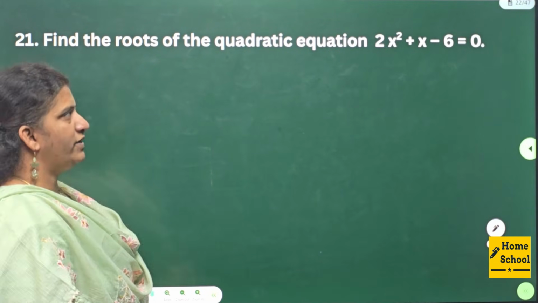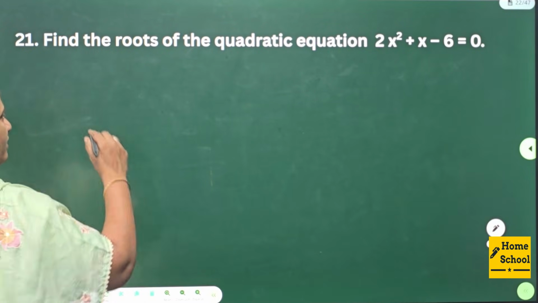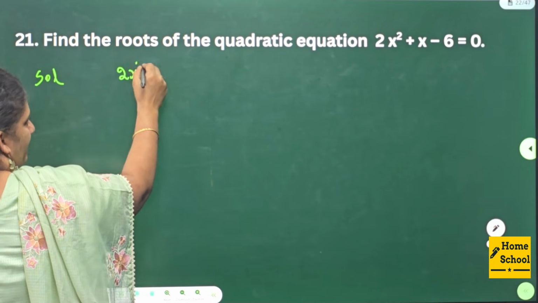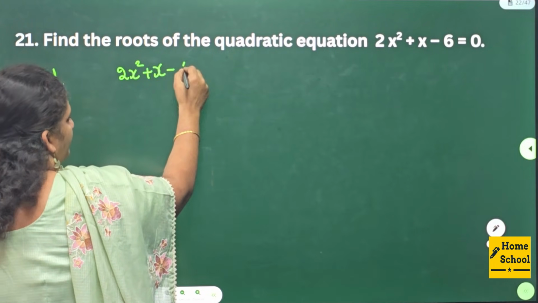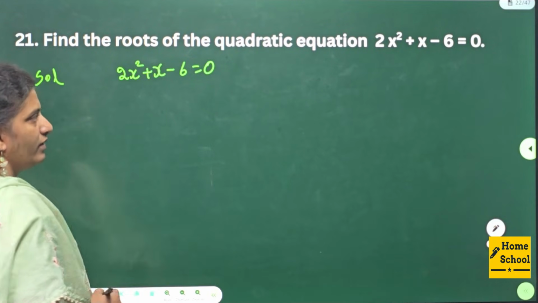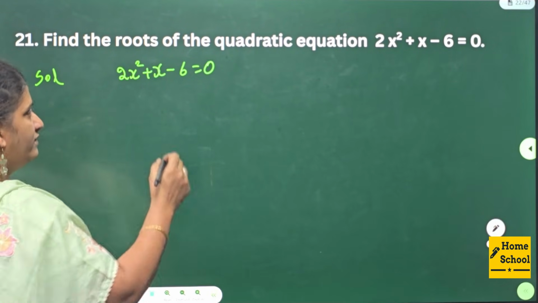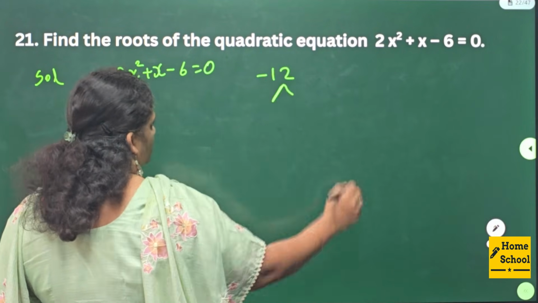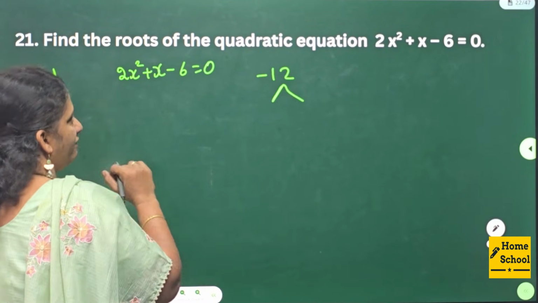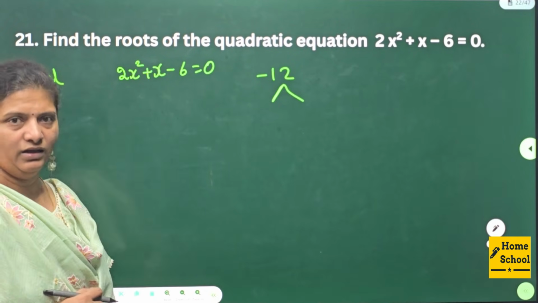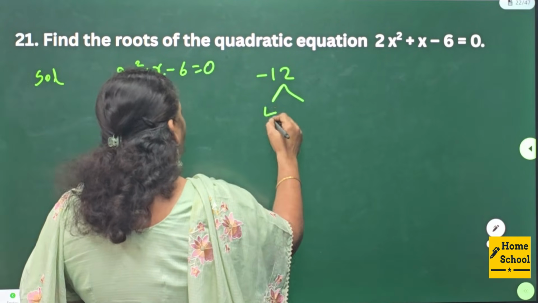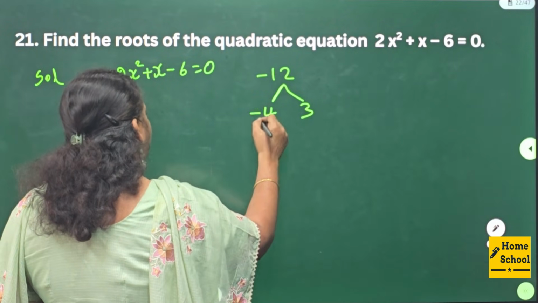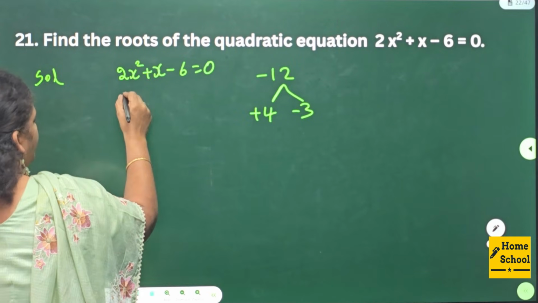21st, find the roots of the quadratic equation. Given quadratic equation 2x square plus x minus 6 equal to 0. How to find the roots? First multiply 2 into minus 6, will be minus 12. Minus 12, find the factors in order to get 1. How do we get? 4 3s are 12. Plus 1 means plus 4 minus 3.